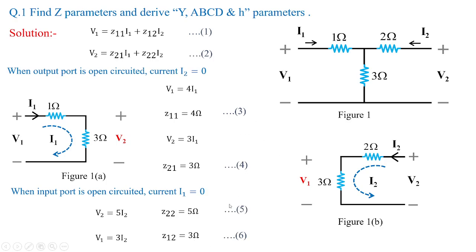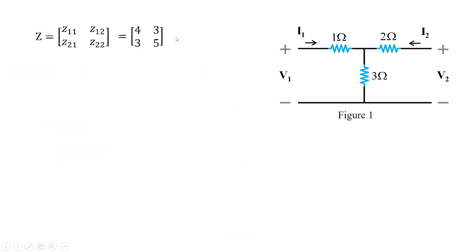So equations 1 to 6 you can reframe, and the Z parameters are obtained to be 4, 3, 3 and 5.